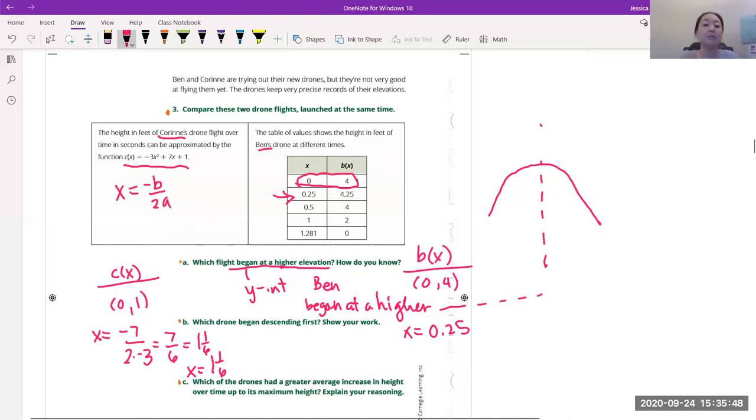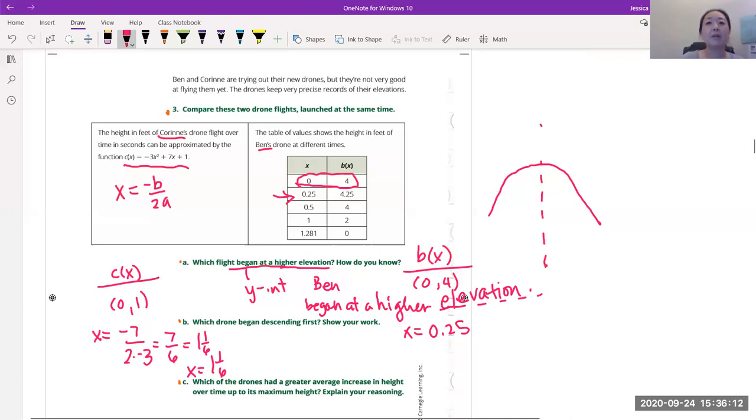Okay, so who wins? Ben wins. So Ben began at a higher elevation. I ran out of time. Starts out at 4 feet. Corin only at 1 foot.